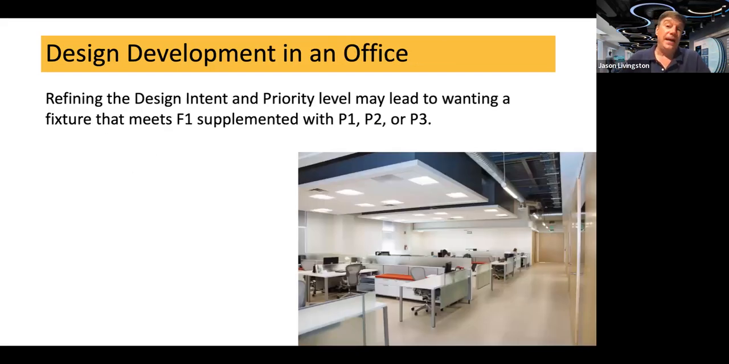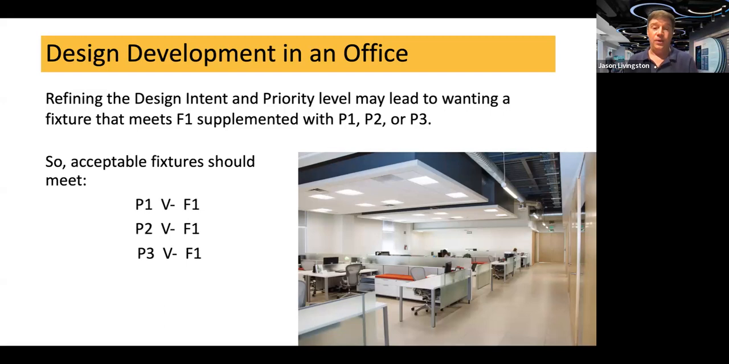In an office, we might do the same thing, right? I really want to control for blues. I'm going to require a fixture that meets F1. However, it doesn't need to be strictly F1 if it also meets any of the preference specifications. I'm accepting of that, right? So great, I will accept any of these 3. And now I can look at fixtures.